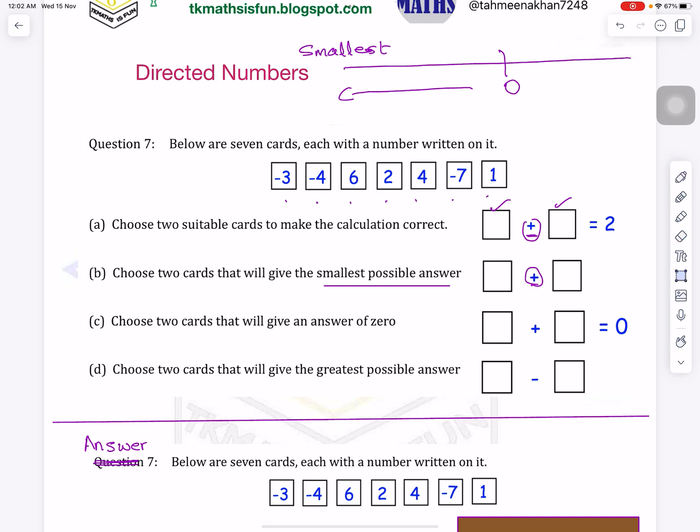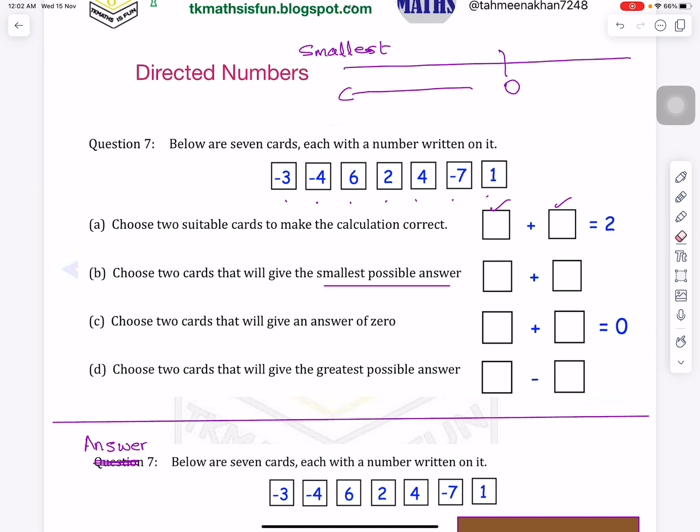Okay, part C. So part C is saying, choose 2 cards that will give an answer of 0. Now this is, I think, easy. Whenever there are two same numbers but with opposite signs, for example like this, the answer will be 0. For example like this, the answer will be 0. So you will think which cards will be added so that your answer is 0.